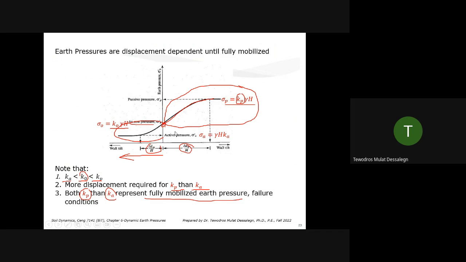And for the passive, you can see the earth pressure versus displacement graph. The passive is on the right side, and the active earth pressure is on the left side, and the middle is the at rest earth pressure. So the at rest is larger than the active state, and less than the passive state. So more displacement is required for full mobilization of the passive and the active. And both Kp and Ka represent fully mobilized earth pressures.